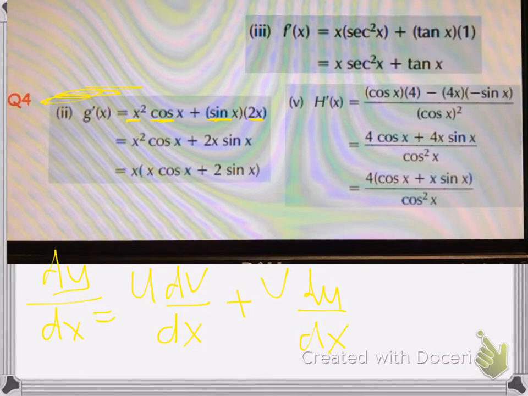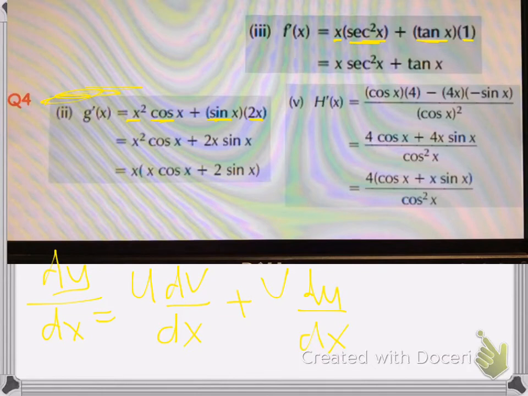Part 3, x tan x. Again, that's a product rule, u by a v. So it's going to be x is u and v is tan x. Sub it into your product rule formula. So that's going to be u, the derivative of tan x is sec squared x, plus v by du dx. Okay, the derivative of x is 1. Tidy it up and you get x sec squared x plus tan x.